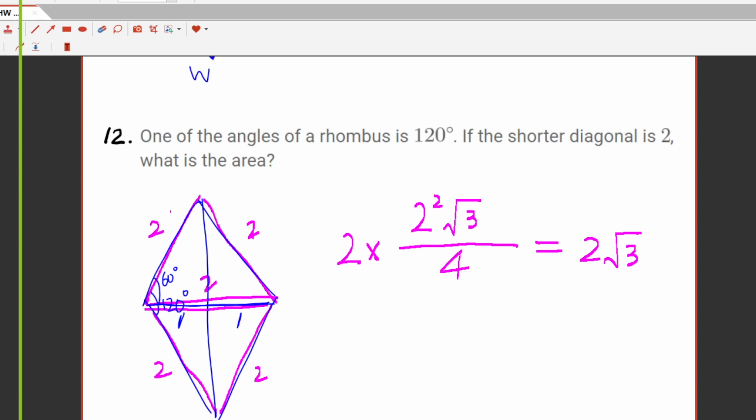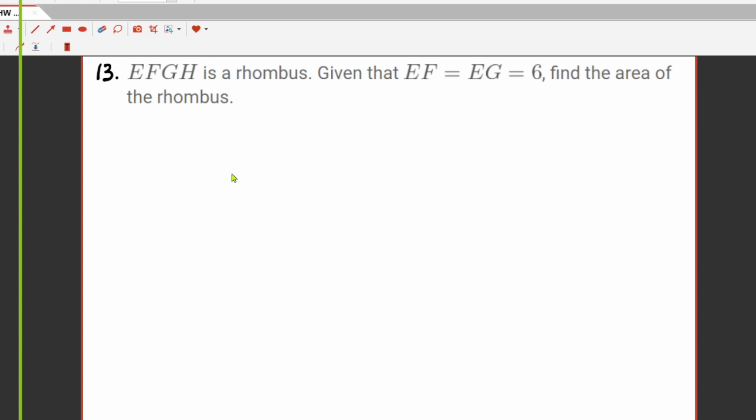Any questions? Okay, and the next one also, the method should be similar. EFGH is a rhombus. EF equals EG. E must be here, right? EF, G, H.